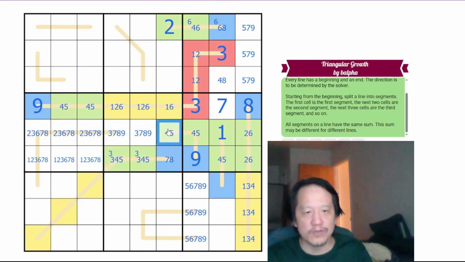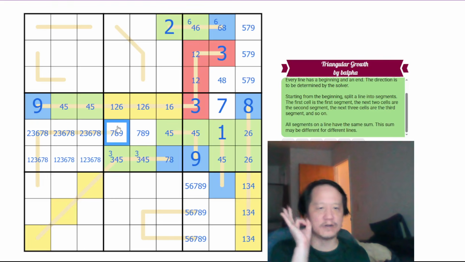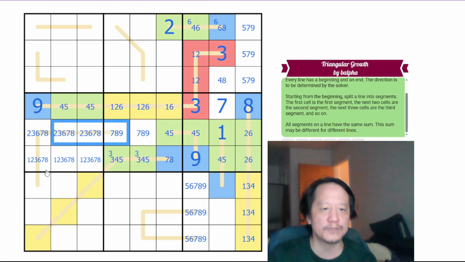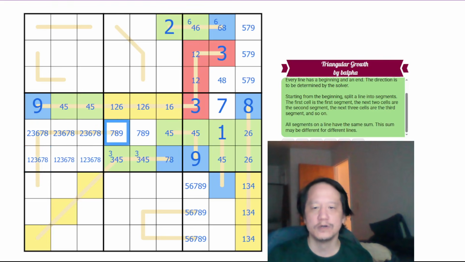So we have a 3, 4, 5 triplet in the central box, which eliminates 3, 4, 5 in the rest of the box. So we have 7, 8, and 9 here. Can 7, 8, and 9 ever be part of a triplet here, adding up to a singleton? The answer is no. So this is also singleton here. This is double. And this must be a set of 3 digits.